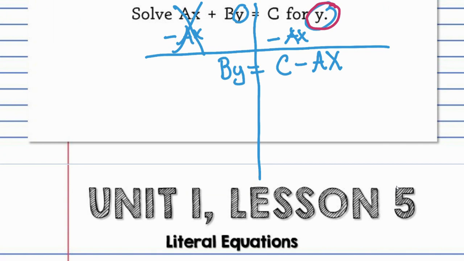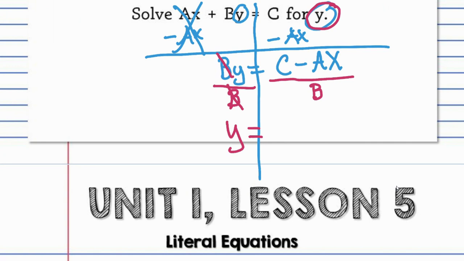Well, y is still multiplied by b. Now, I don't know what b is, but it's some number. It's multiplied times b. So b and y are multiplied, the opposite of multiplication is what? Division. So I need to divide by b, because then b divided by b will divide out to be 1. But remember, whatever you do on one side, you better do it on the other side too. So on this side, I'm just left with y equals.